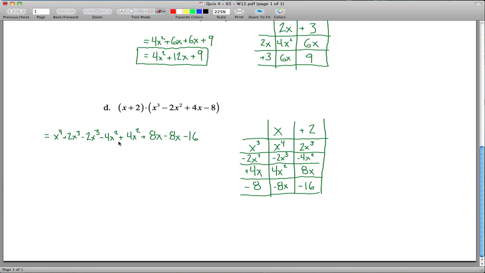And if we combine like terms in here, we've got x to the 4th. Then we've got 2x cubed and negative 2x cubed. That's no x cubed. Negative 4x squared and positive 4x squared. That's 0 x squareds. 8x and negative 8x. That's 0x. And so we're left with x to the 4th minus 16. And that's the solution, and that's the end of the quiz.